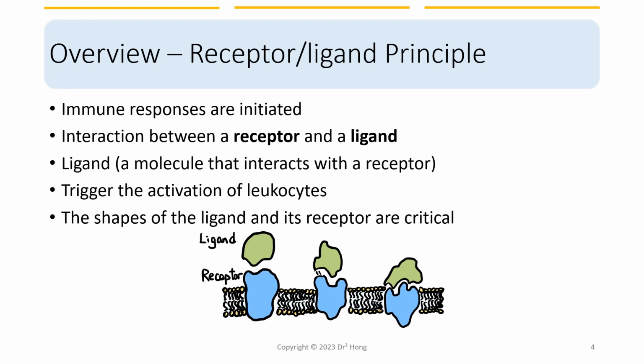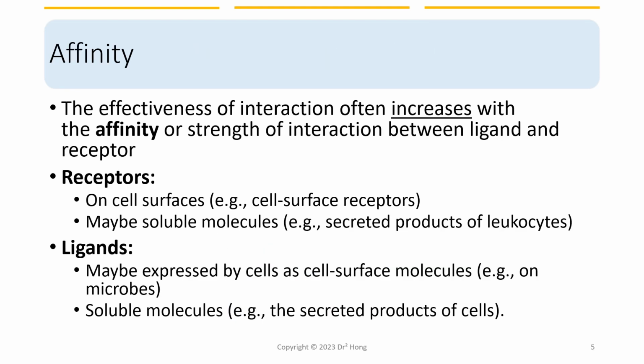What is more important is that the shape of the ligand and its receptor are critical, and how they fit together determines their binding affinity. So what is binding affinity? It describes the effectiveness of interactions between the ligand and receptors, and the higher the affinity, the stronger the interaction. A lot of the time these receptors are on the cell surface. Sometimes they may be soluble molecules that can be secreted by these white blood cells, or even internal within the cell.